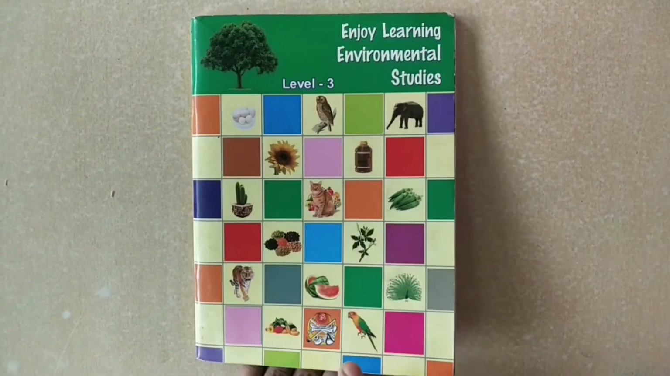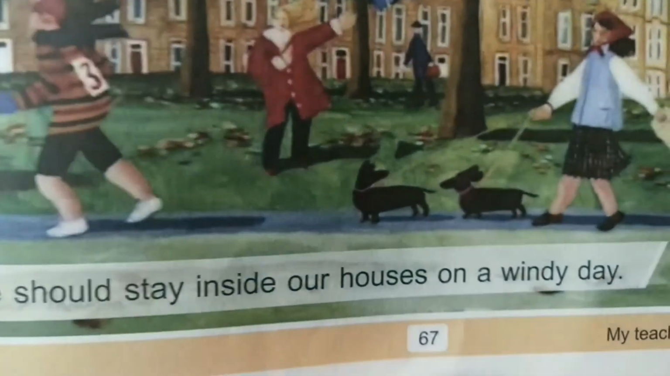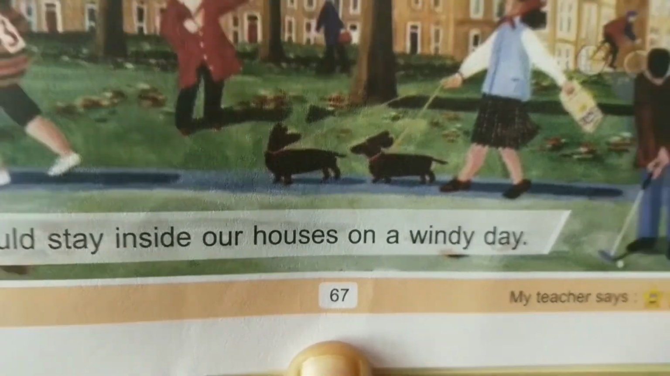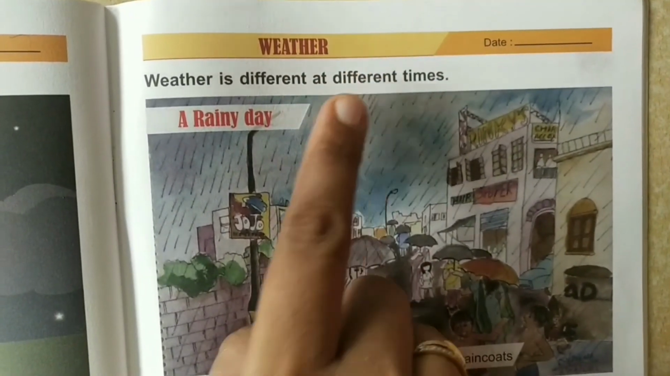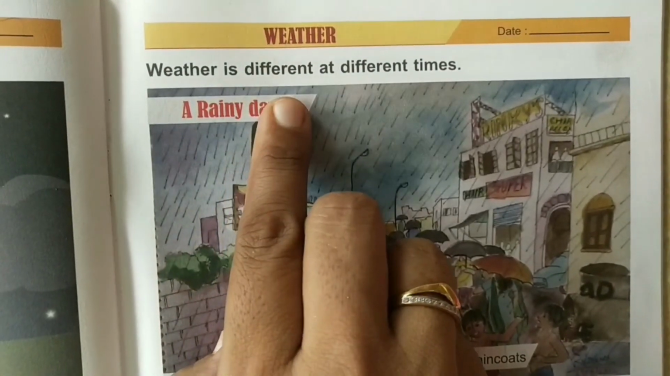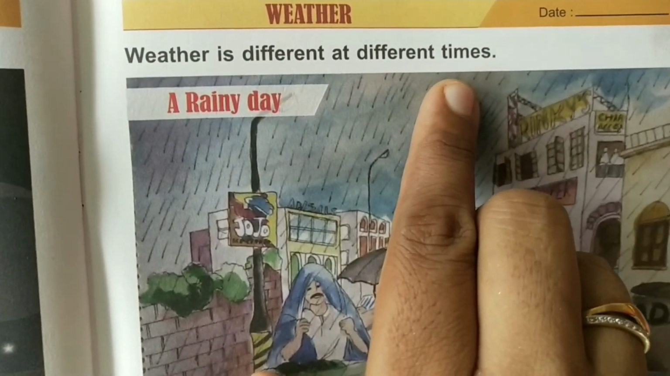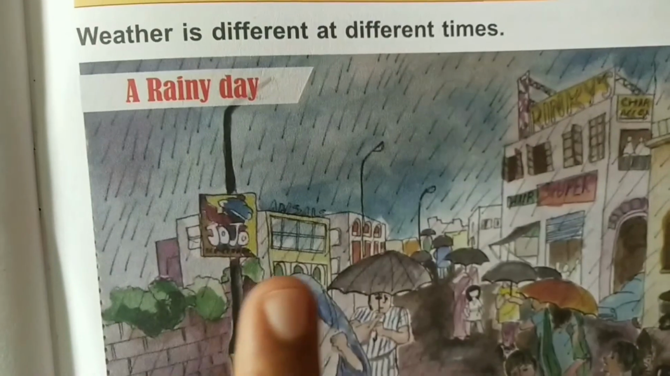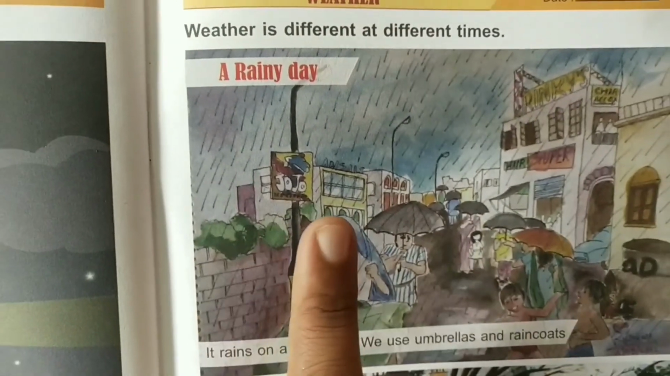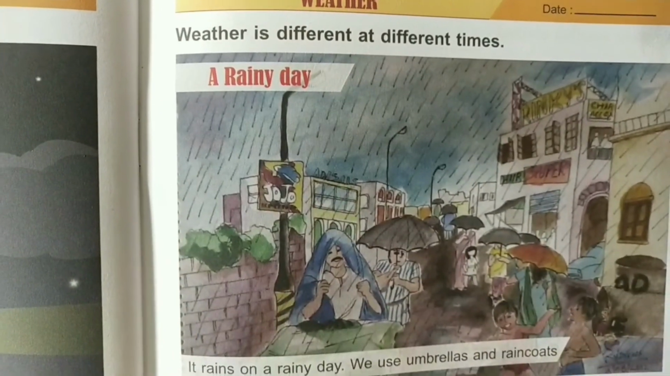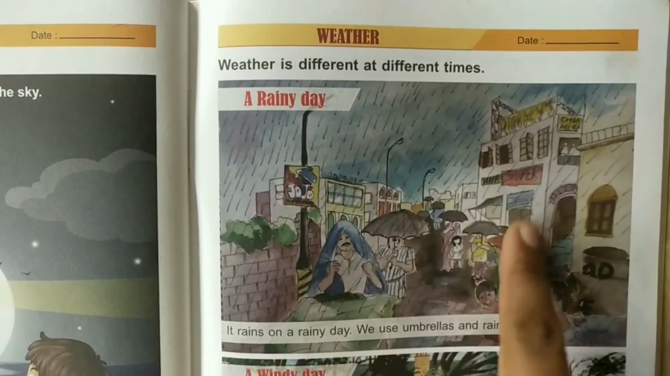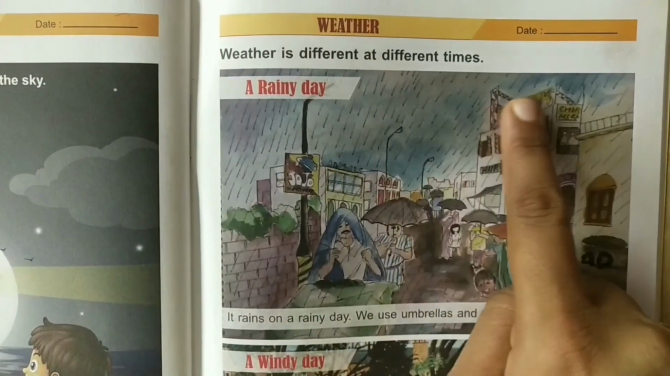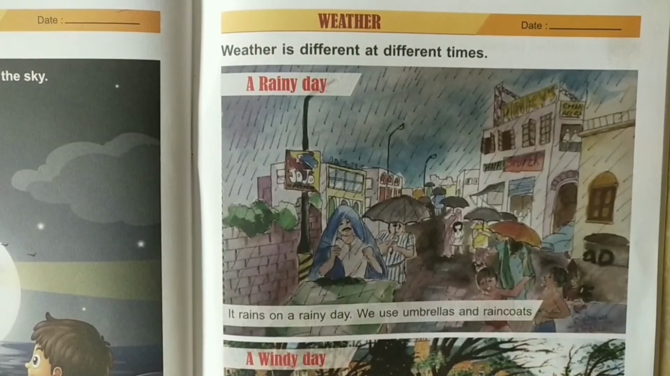Children, in your EVS book, on page number 67, the topic of weather is given. Weather means climate. Weather is different at different times. Children, sometimes we feel cold, sometimes hot, sometimes it rains, that is called weather. And here, a rainy day. What can you see in this picture? Yes, dark clouds, and it's raining so heavily.